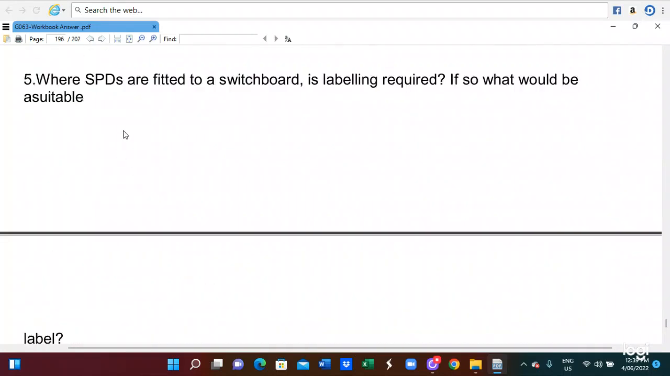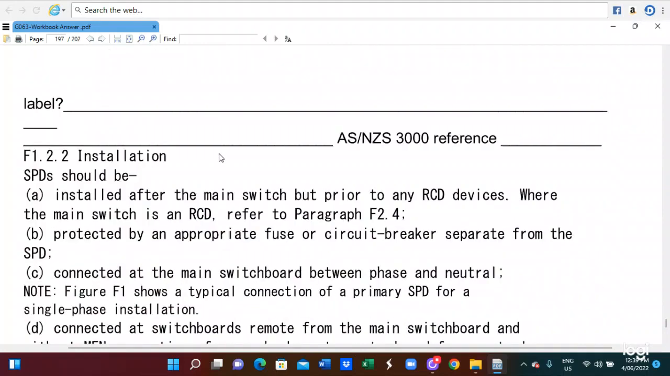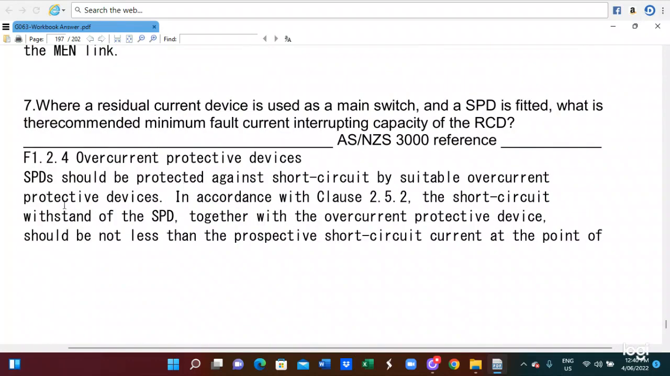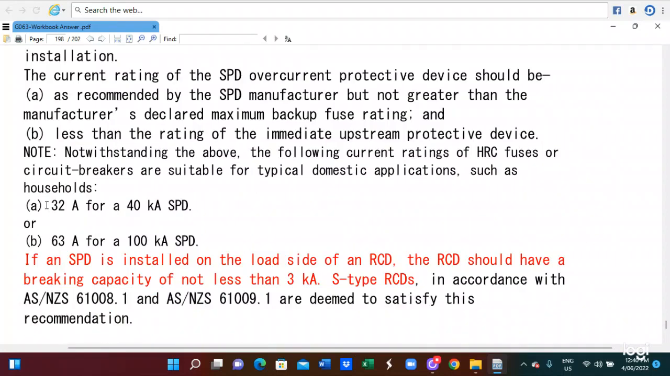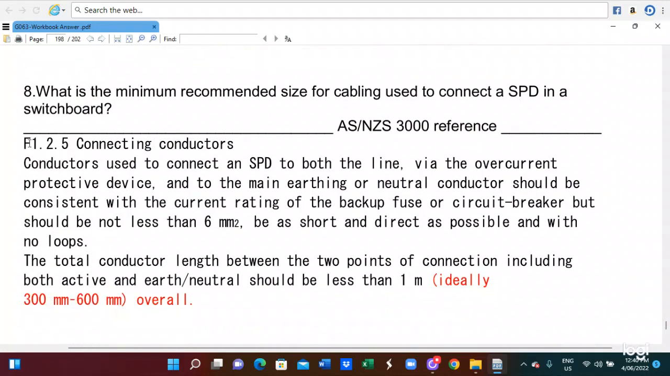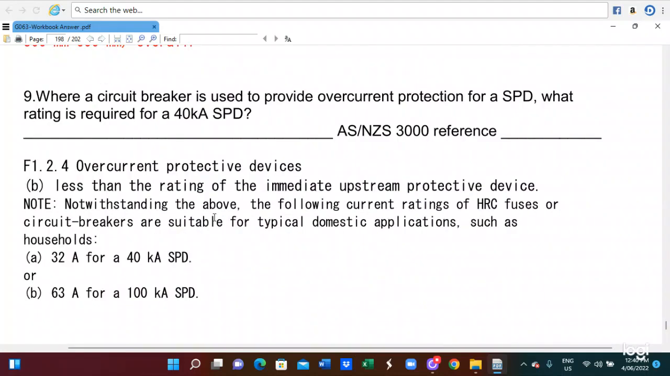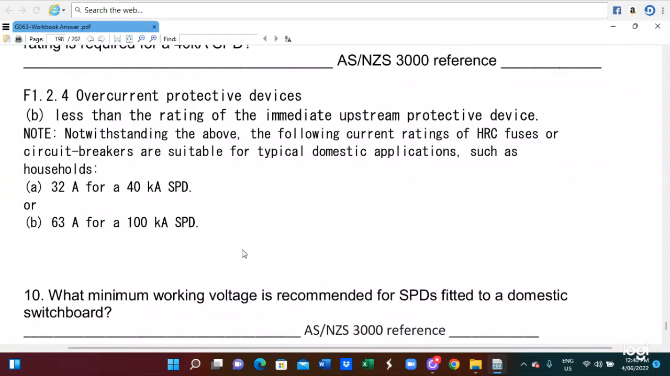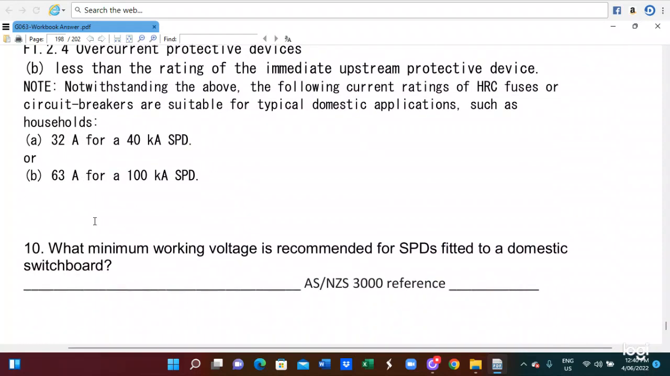And also where the SPD is delivered to the switchboard, you can also see it. For the connecting connectors, F1/2/5, you can also read it. Also you can see the minimum recommended size for the cable used to connect the SPD and switchboard, so we also follow this 1/2/5. You can also see page 198. And overcurrent protection devices you can see on page 1/4/2: 32 A for the 3 A SPD, 63 A for the 100 A SPD.